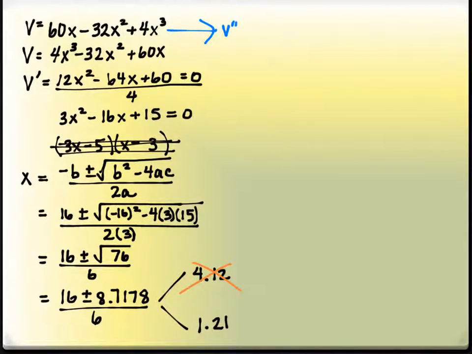What is the second derivative of 60x minus 32 plus 4x cubed? Oh, let me do it from the other version, the one that Jen had me create below, right here, just so it's in order. What's the second derivative going to be?